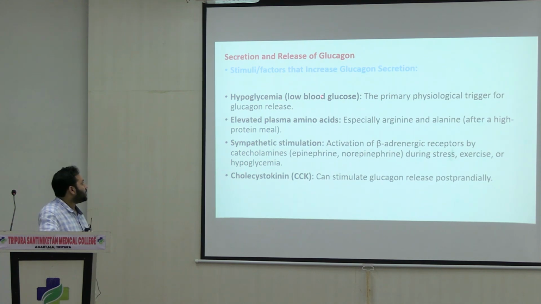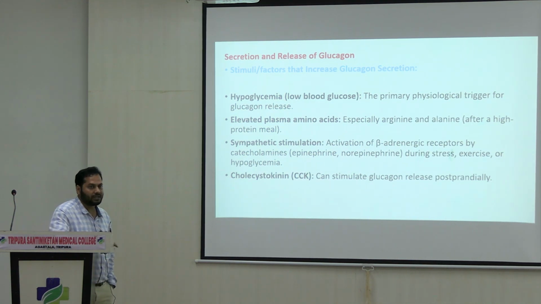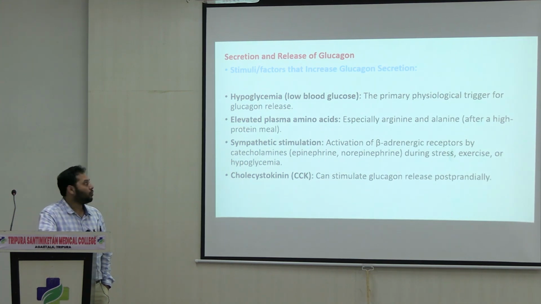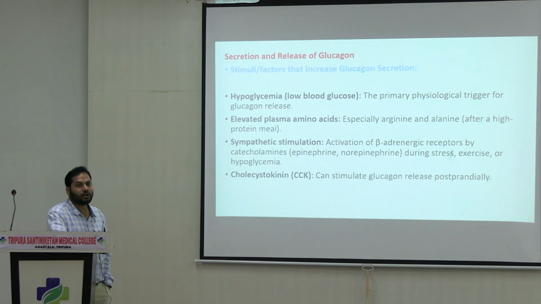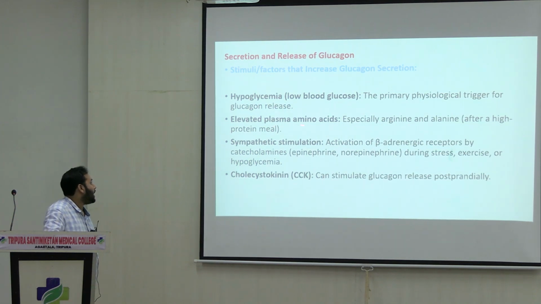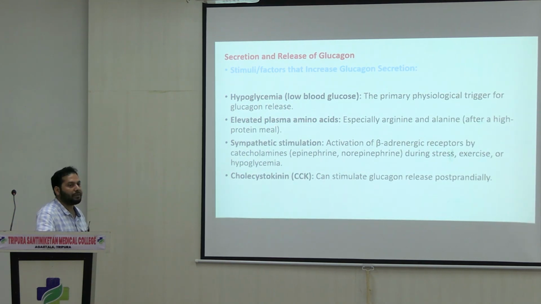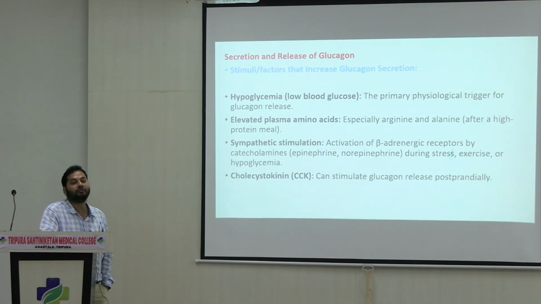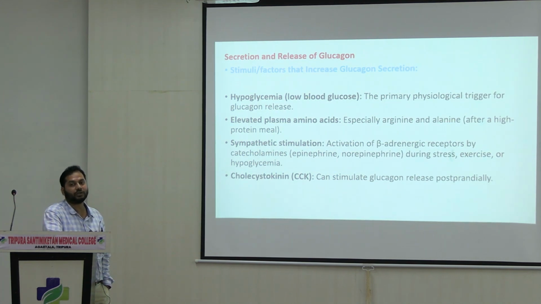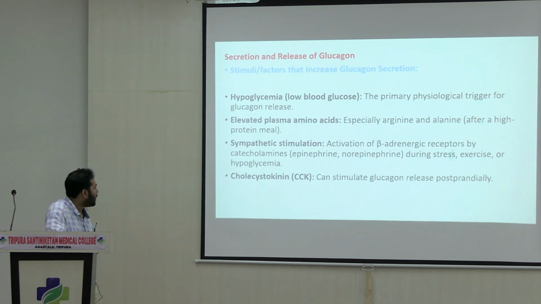How? When there is a low level of blood glucose, this condition triggers glucagon release, the first condition. In another way, we could say that a higher secretion of insulin will somehow lead to glucagon release. At the same time, elevation of plasma amino acids also influences glucagon secretion, especially the amino acids arginine and alanine. That is most important for glucagon hormone release.